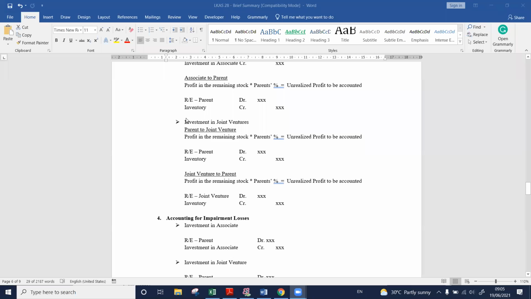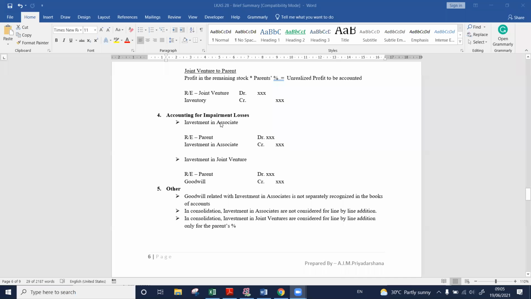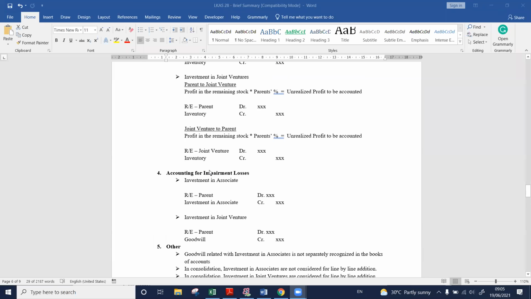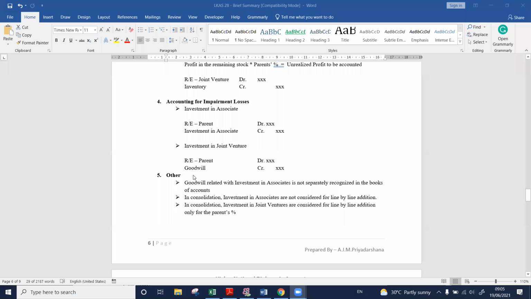In the same way, if it is an investment in joint venture, and the parent has done a sales transaction to the joint venture, and there is any unrealized profit generated, how should we pass the double entry? If the other way around, what should be the double entry? And when it comes to impairment losses, how should we recognize them if it is an associate? How should we recognize them if it is a joint venture? And other key points you should know with regards to LKAS 28.